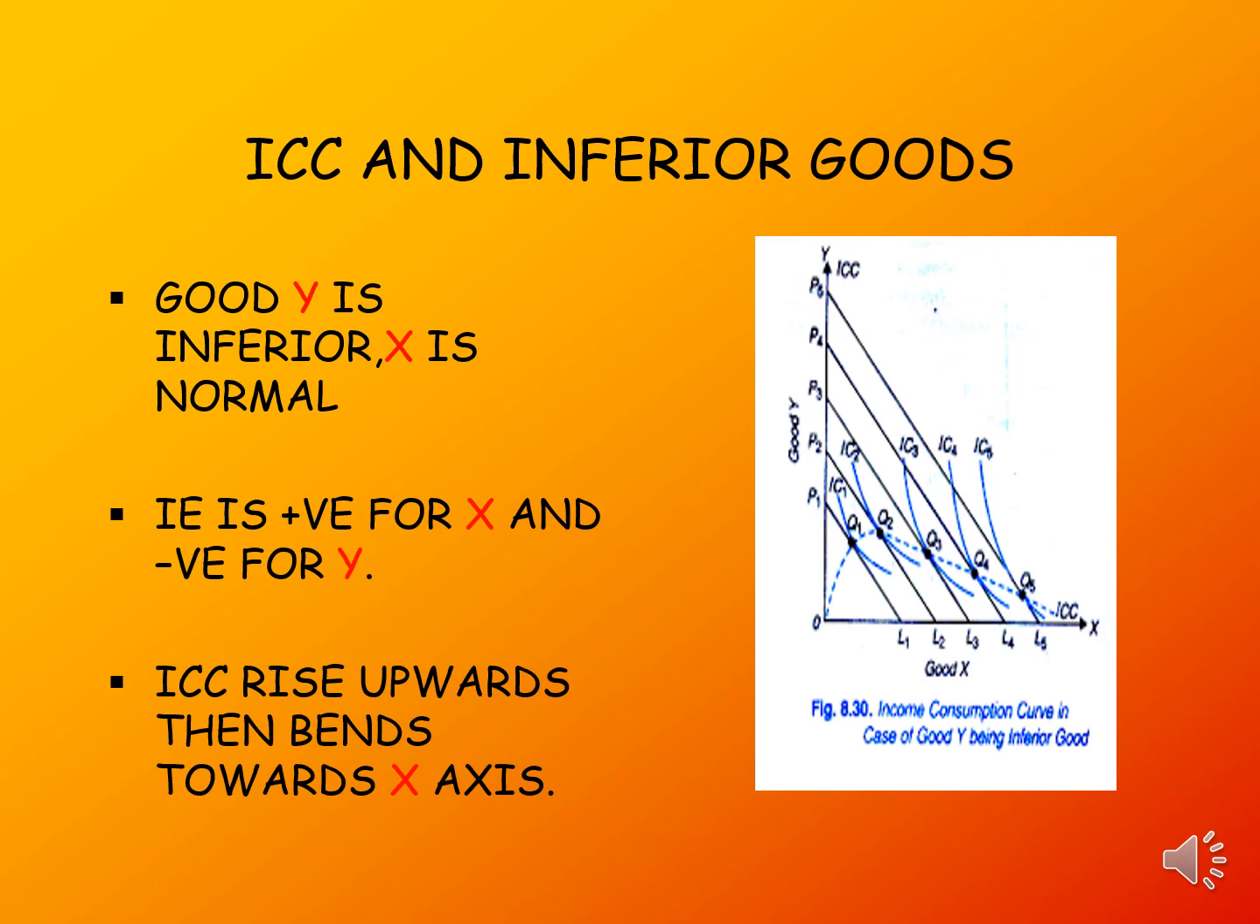So in both examples we can see that the income consumption curve is bending towards the axis where the normal good is placed. So this graph shows the condition of ICC curve.